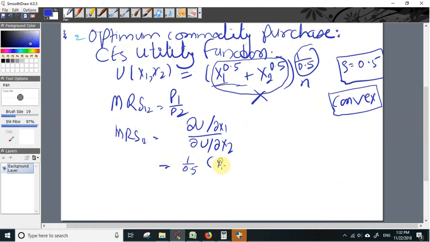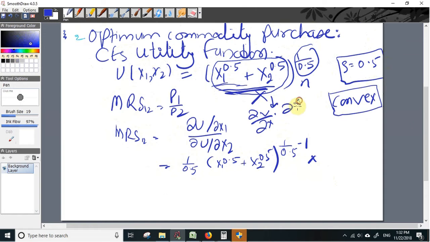X means x1 to the power 0.5 plus x2 to the power 0.5 whole power n minus 1, means 1 over 0.5 minus 1. So in chain rule, now we differentiate this x with respect to x1. So our rule here is in fact del u over del x into del x over del x1. So now we differentiate this x with respect to x1 and get 0.5 x1 to the power 0.5 minus 1, which is negative 0.5.